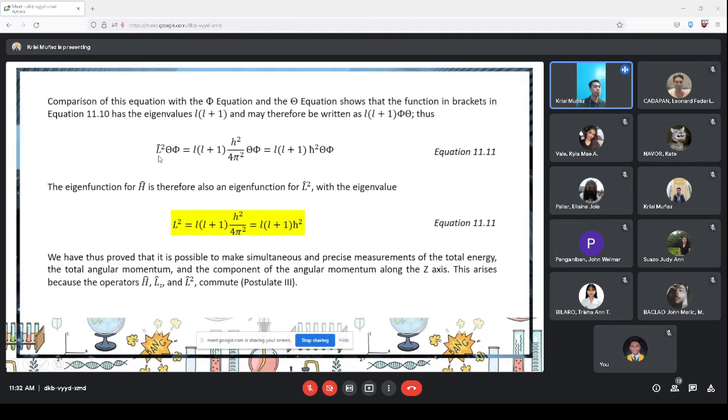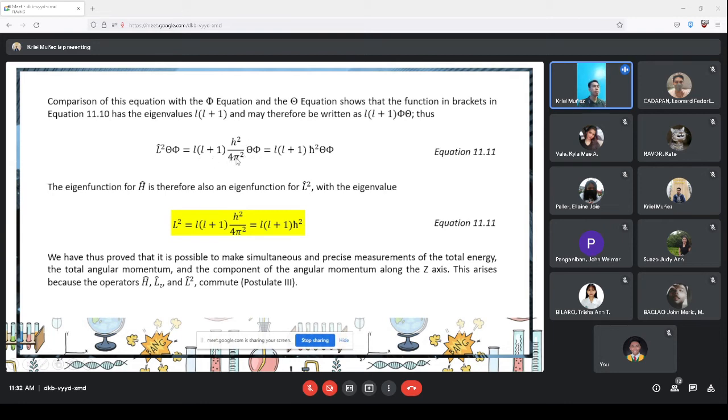So we have the operator L squared hat acting upon the product of the wave function of theta and phi, that returned us back the product of the wave function theta and phi, and gave us this eigenvalue. We have L times L plus 1 times h squared over 4 pi squared.